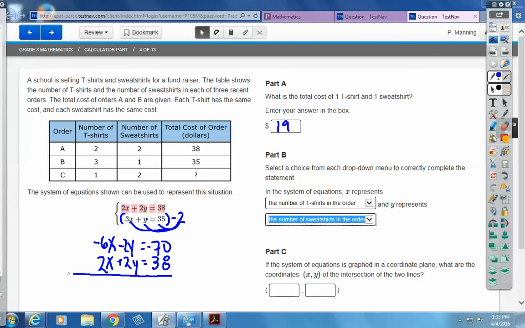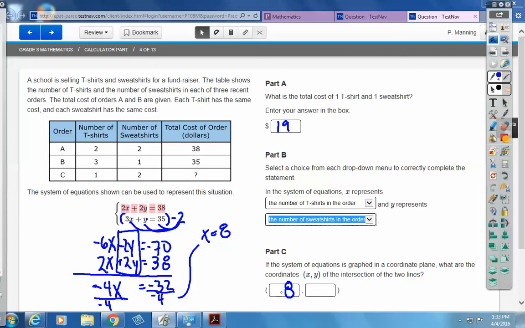And so now that I have opposites right here, I know that when I add them together, they will cancel out and I'll have 0. So -6x plus 2x is -4x, which is equal to -70 minus 38, which is -32. So what's the opposite of multiplying x by -4? Dividing by -4. And what I do to one side of the equal sign, I have to do to the other side. And so -32 divided by -4 is 8.